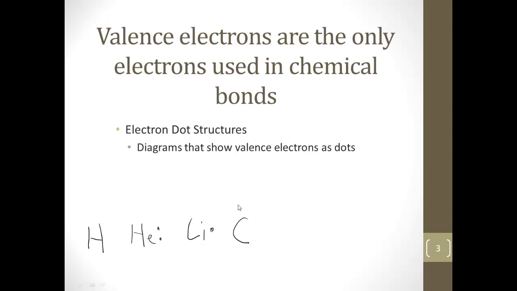Now, when we draw the electrons for the electron dot structure, just like when we filled orbitals, we're going to draw the 2s together, and then we have our 2p electrons. So carbon has a total of 4 dots, 2s together, put 1 of the p electrons on the top, and 1 of the p on the side here.